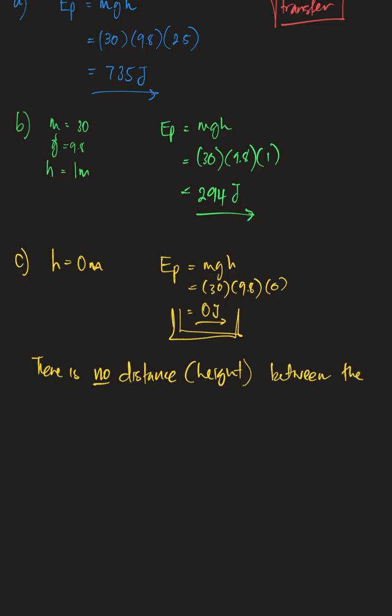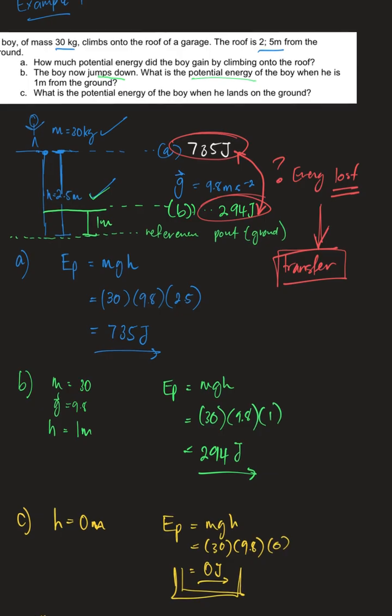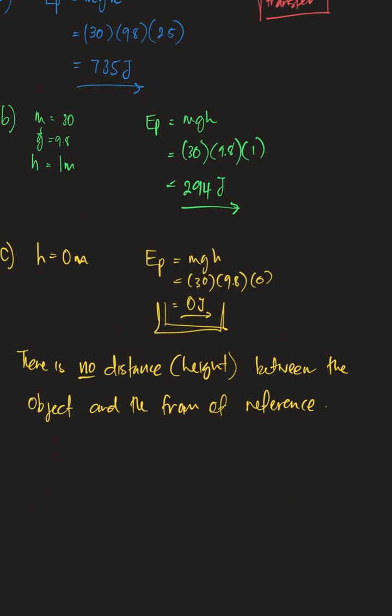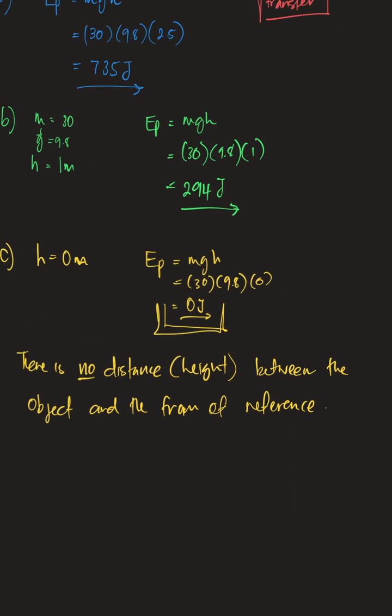There's no distance between the object and the frame of reference. So they're going to ask you, why would the potential energy be 0 when the boy lands on the ground? You must recognize, if there's no height, there can be no potential energy. That is very, very important to understand of this topic.